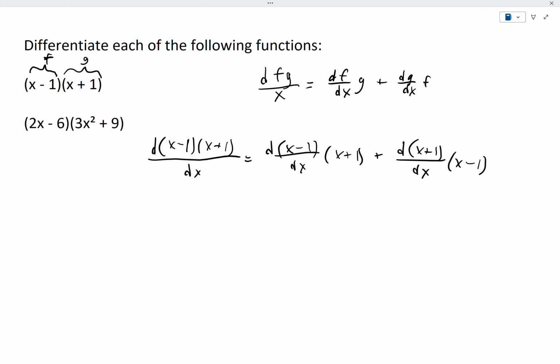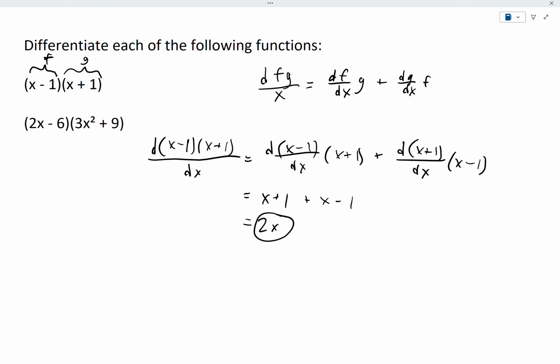So all I did was apply the formula. And now I just take my derivatives. This is equal to derivative of x minus 1 with respect to x is just 1 times x plus 1 plus derivative of x plus 1. It's still just 1 because all we're really looking at is the rate of change of x with respect to x. It's just 1. 1 times x minus 1. And now we just simplify it down a little bit and we get 2x. So that's the derivative of the first function up here.